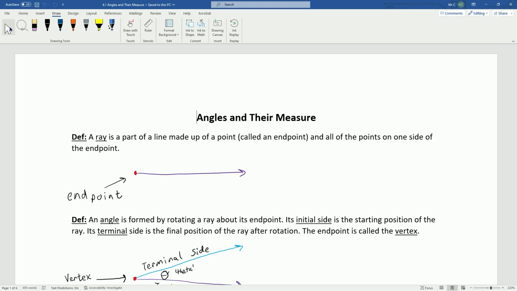So definition: a ray is a part of a line made up of a point, called an endpoint, and all of the points on one side of the endpoint. So we've got an endpoint, and then we've got the set of all points that are going in one direction from that point.